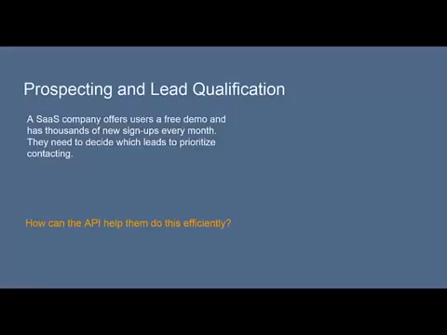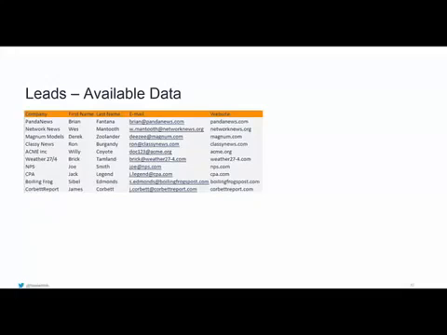So the first use case we're looking at, we're going to be emulating a SaaS company which offers users a free demo. They have thousands of new signups every month, but they need to prioritize who they're going to contact. They don't have any kind of system in place, and instead of doing it at random, what we can do is take their existing data, which as you can see is standard for a lot of signups. You have the company, the first and last name, the email, and the website.